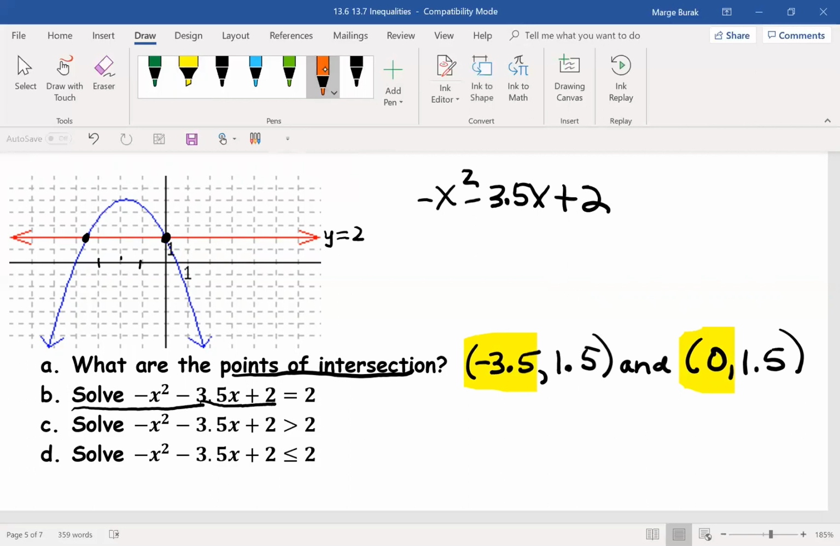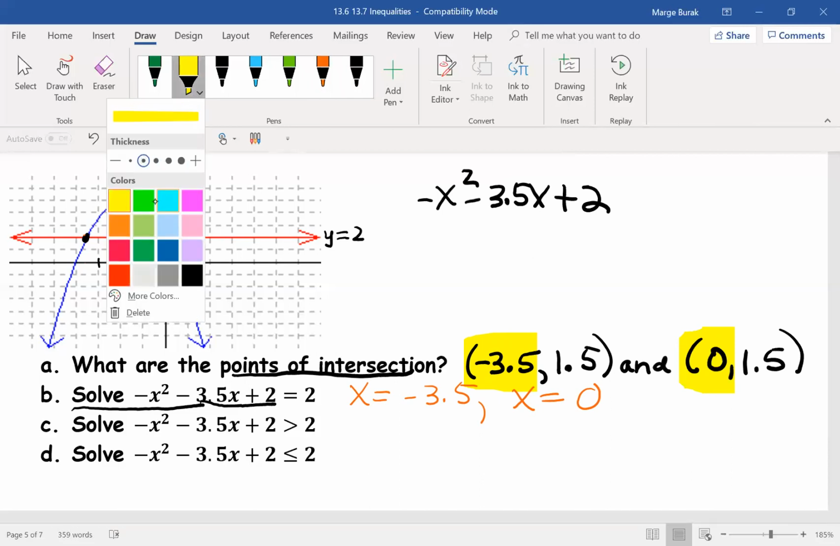So now, where is it equal to 2? It's equal to 2 where x equals negative 3.5 and x equals 0. Okay, so where x is 0, it's equal to 2, and at negative 3.5 it's equal to 2. Okay, the next one is going to be just a little smaller.